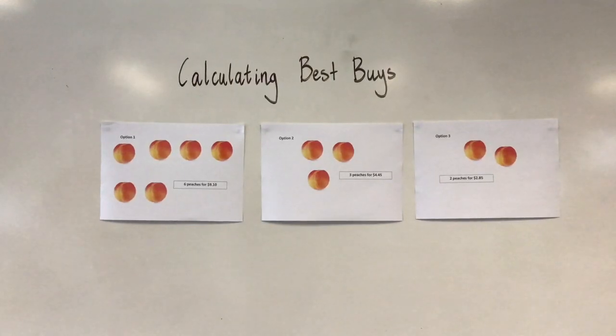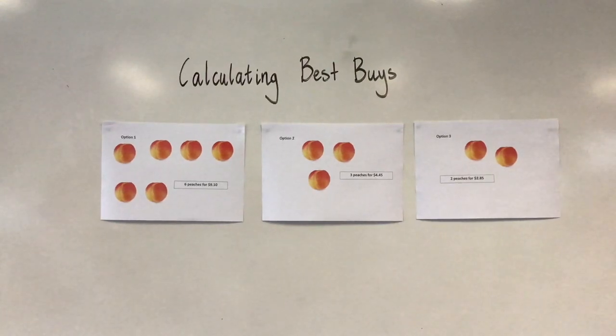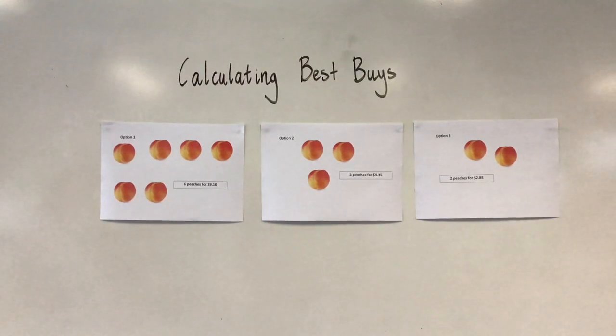The most important thing to remember when calculating best buys is that the quantity or the unit is the same on both sides. So if you have 30 slices or 500 grams, you've got to make sure those are the same so you can accurately compare. Sometimes you might not just get 2 options, you might have 3 options. In this option we've got 6 peaches for $9.10, 3 peaches for $4.45, or 2 peaches for $2.85. And you're going to have to figure out which one is the cheapest for me to buy.